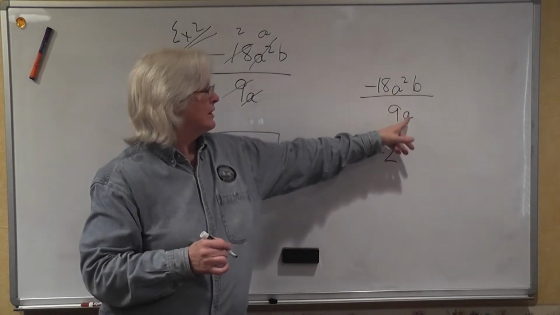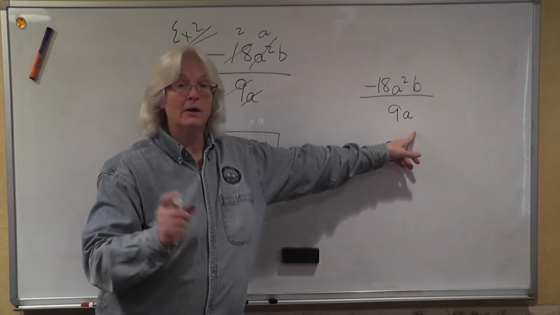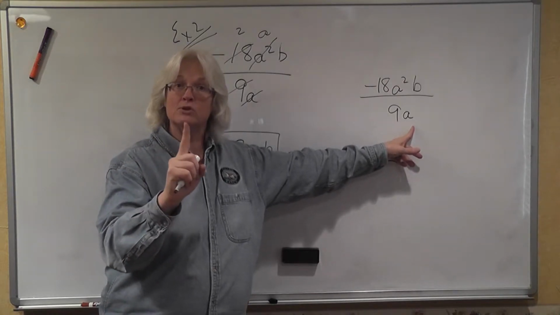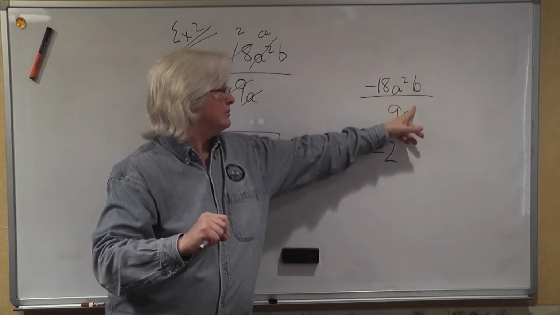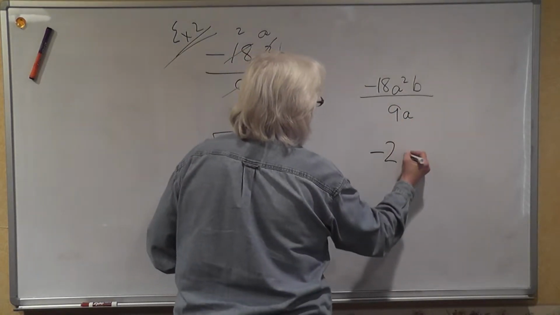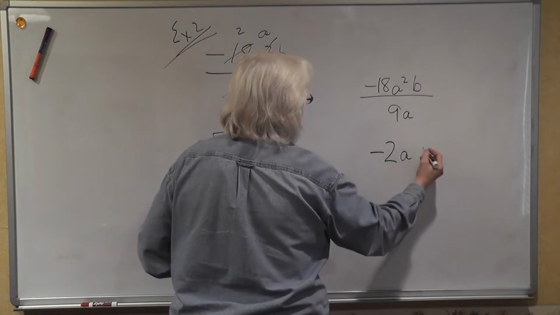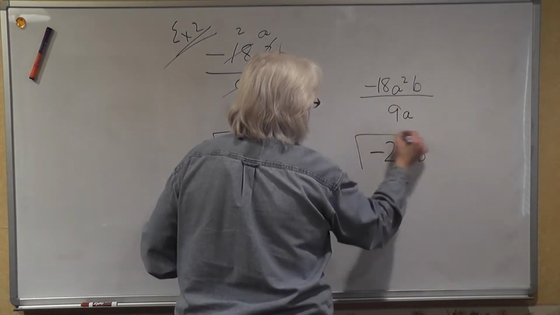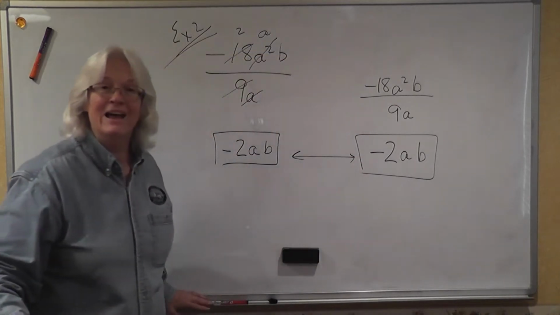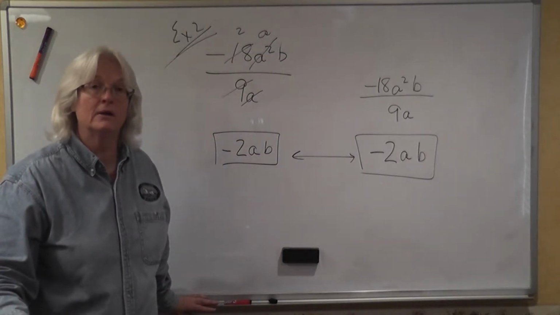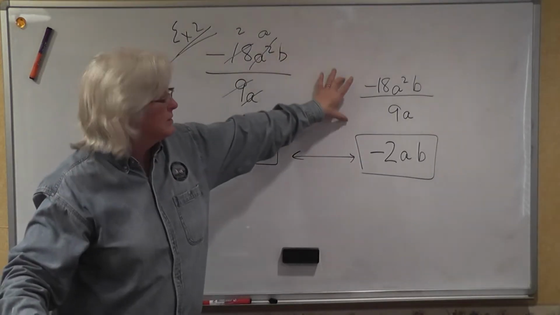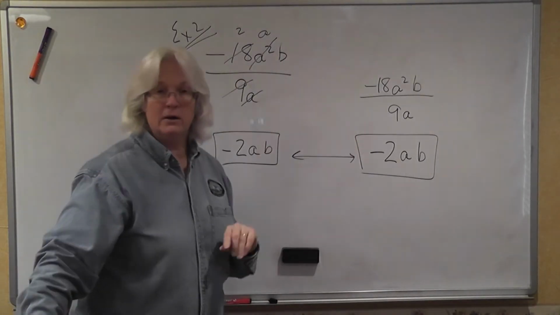Now we have a squared divided by a. There's no exponent there, but when that exponent is not written, remember it's understood to be 1. A to the 2 minus 1, or we have a all by itself. B has nothing to cancel. So our quotient, which again is the same, is negative 2ab. So this is all that you're going to be doing with these simple types of division by a monomial.